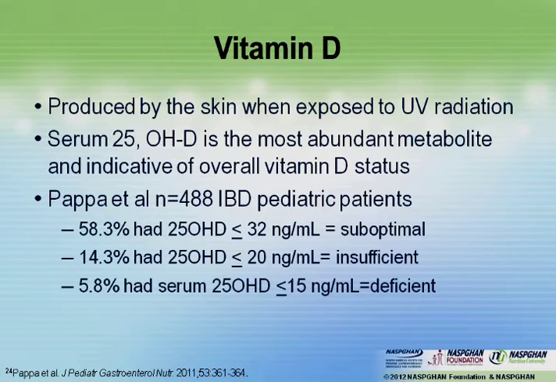So one group looked at their IBD patients, about 500 kids, and found almost 60% had suboptimal levels, so they were less than 32. 14% were less than 20, which meets the definition of insufficient, and about 6% had less than 15 or were deficient. So as you can see, it's a significant issue in those patients who have inflammatory bowel disease.